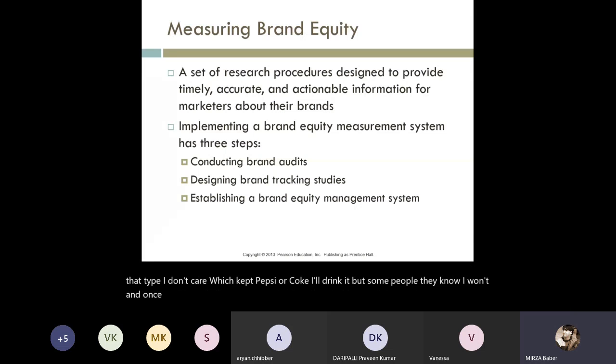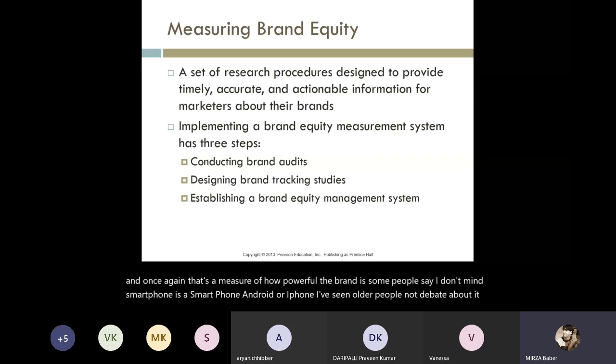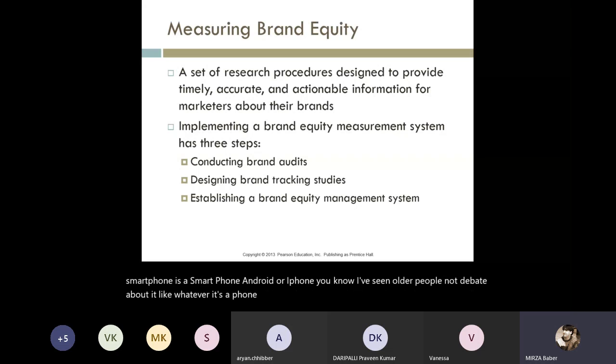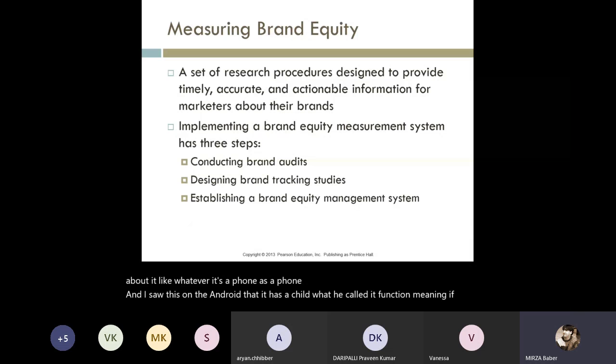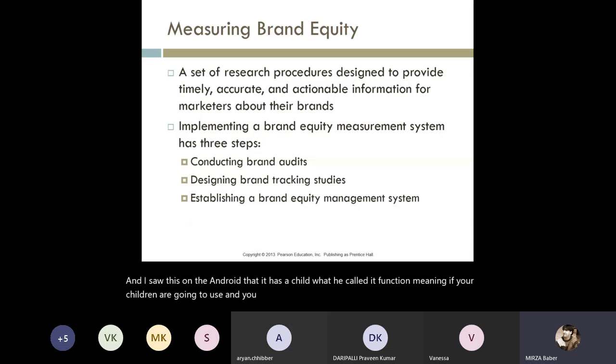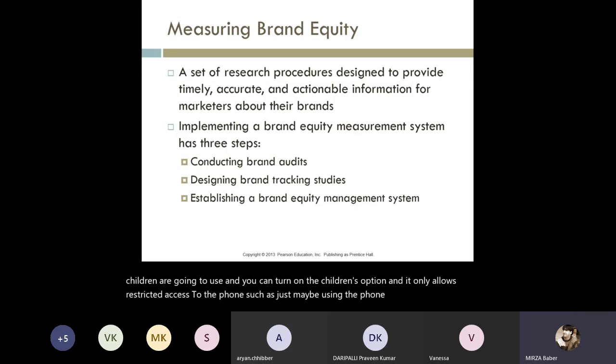Some people say, I don't mind. A smartphone is a smartphone, Android or iPhone. I've seen older people not debate about it. Like, whatever, it's a phone. And I saw this on the Android that it has a child function, meaning if children are going to use it, you can turn on the children's option, and it only allows restricted access to the phone, such as just using the phone or messaging service, or just YouTube for kids, and just one or two games. But it also blocks out advertisements that may be of, I would say, explicit nature.